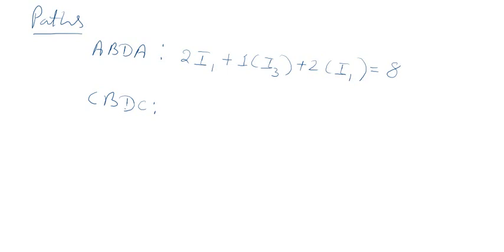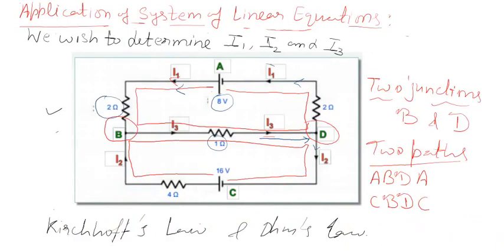Similarly, if you go for CBDC, again I'm telling you why: 2I1 here, because I1 is current flowing through a linear resistance of 2 ohm, entering into junction B, and then I3 is exiting from junction B and entering into junction D with 1 ohm resistance, and then it is exiting towards A with 2 ohm resistance. That is why 2I1 plus 1I3 plus 2I1. So that is 4I1 plus 1I3 equals 8.